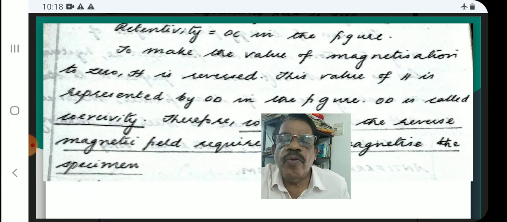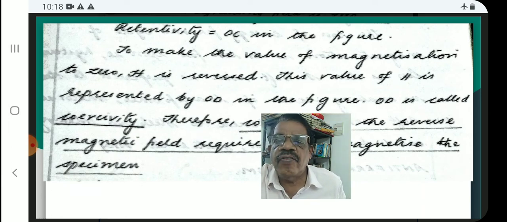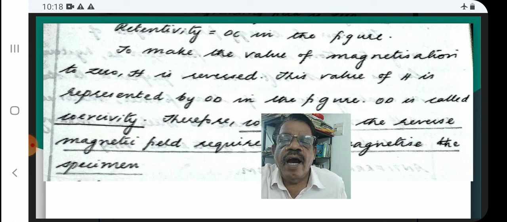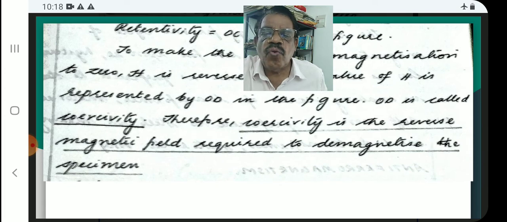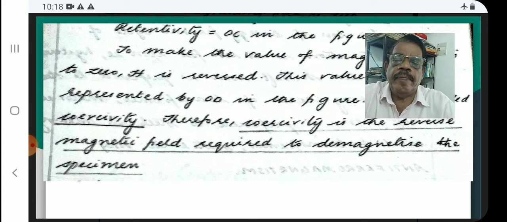To make the value of magnetization 0, H is reversed. This value of H is represented by OD in the figure. OD is called coercivity. Therefore, coercivity is the reverse magnetic field required to demagnetize the specimen.